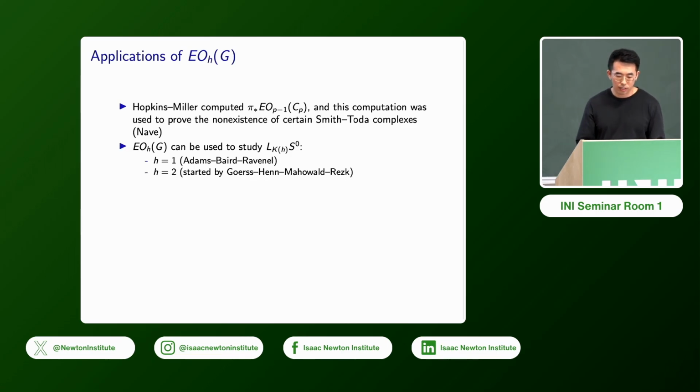Also, these EO theories can be used to study the K(h)-local sphere through the theory of finite resolutions. At height 1, this is done by Adams, Baird, and Ravenel. And at height 2, this is a program that was started by Goerss, Henn, Mahowald, and Rezk, and has since been worked on by many people.